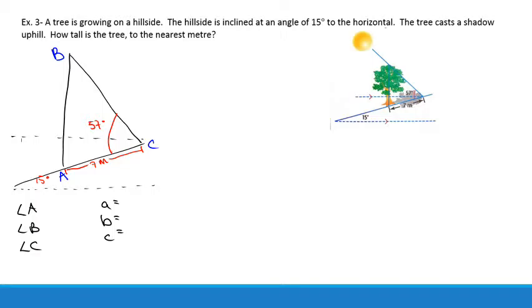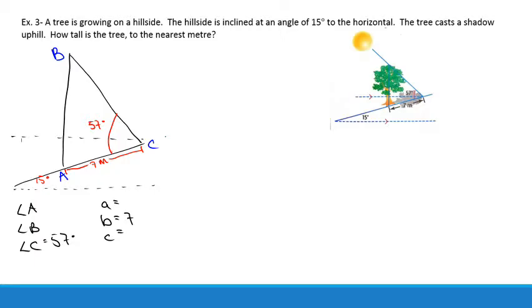So I know angle C is 57 degrees. I know side B is 7 meters, and that's actually all I know. So I'm going to have to find more information. Maybe that's a side length, maybe that's an angle. So you start to examine the diagram and look for things.